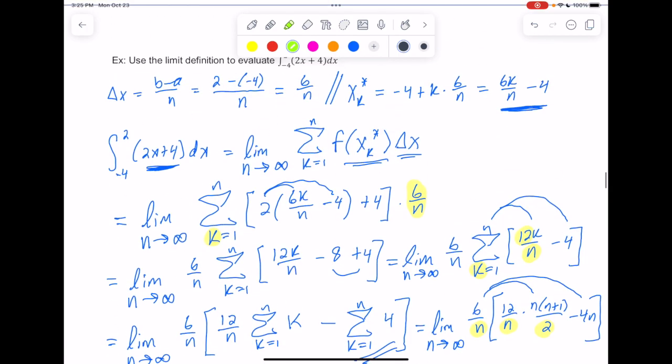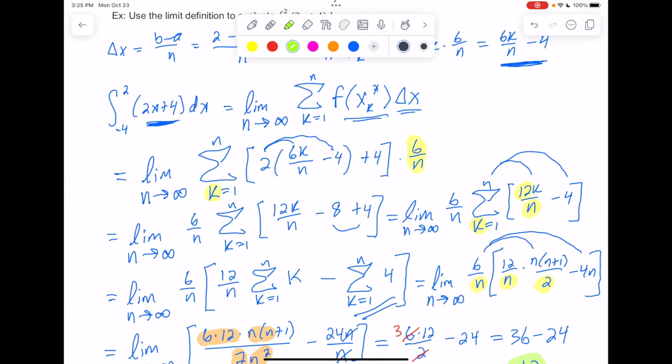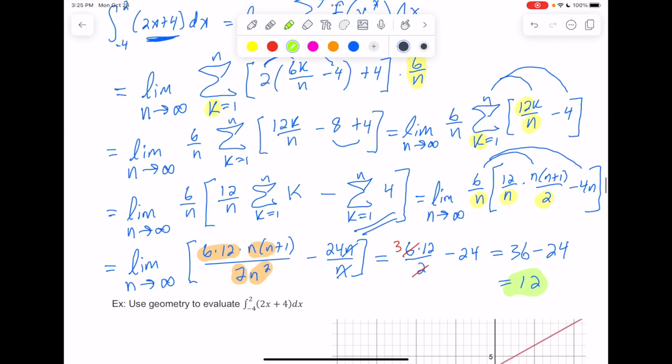We had to first come up with our delta x and our xk star, and then translate the integral into limit and sum notation, try and simplify that sum to the point where we could apply our rules. So when we got the sum as k goes from 1 to n, we were able to put in the n times n plus 1 over 2 piece. And over here we got to the sum of a constant, so we could multiply that constant times n. Once we did that, we're able to apply chapter 2 limit skills, and we come up with this answer.